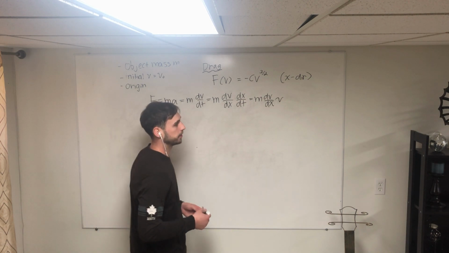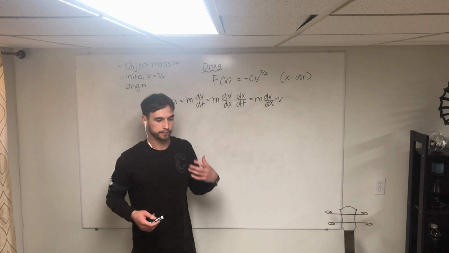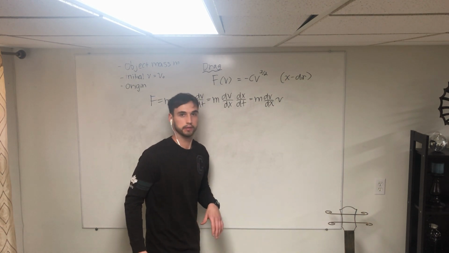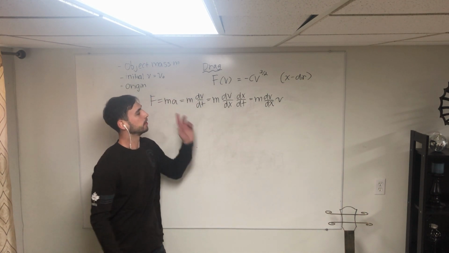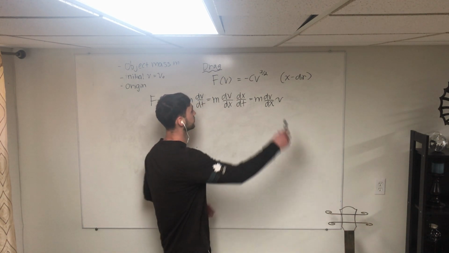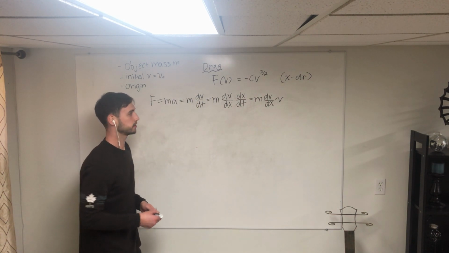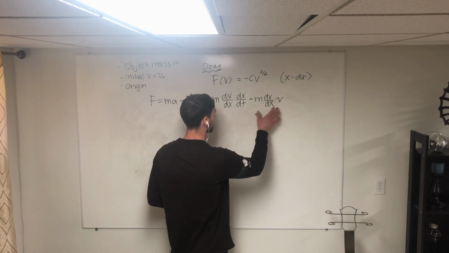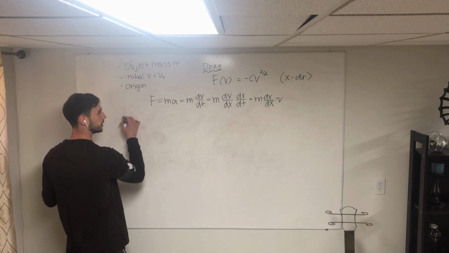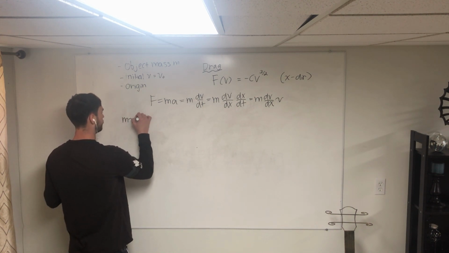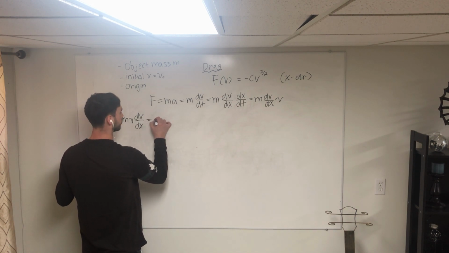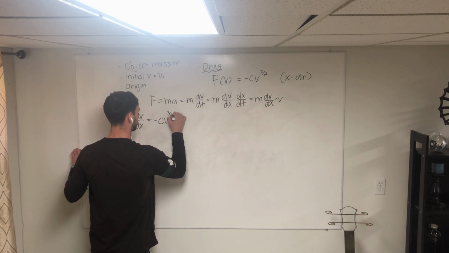Another important thing is, since the object has already been kicked, it's already going, it has a v0. The only force acting on it now is this drag force. So it's sufficient to equate these two, and that's exactly what we're going to do. m v dv by dx equals negative c v to the 3 over 2.